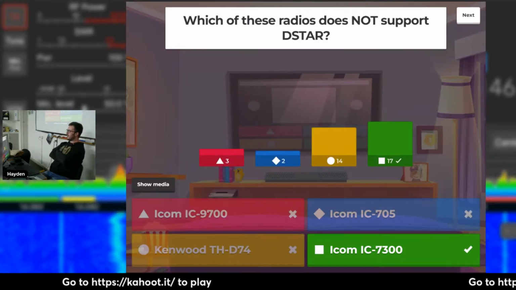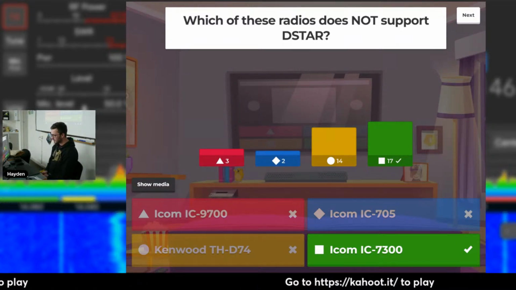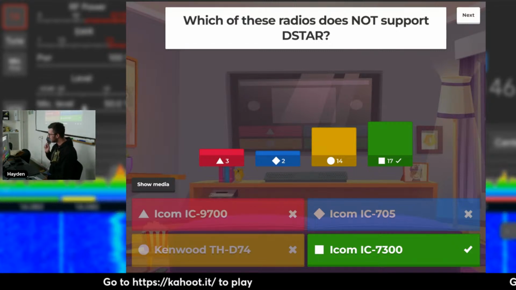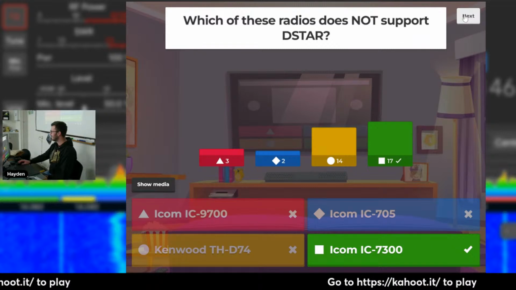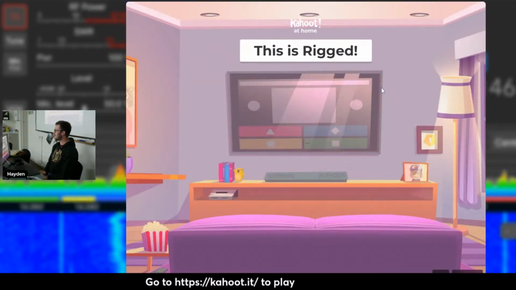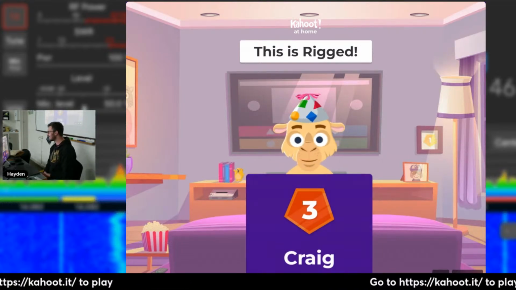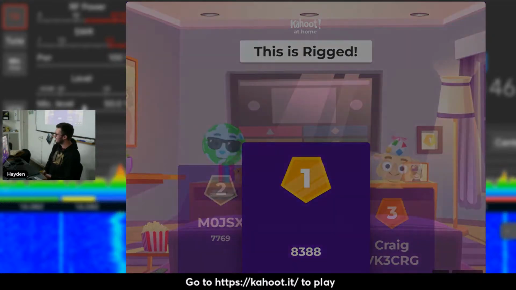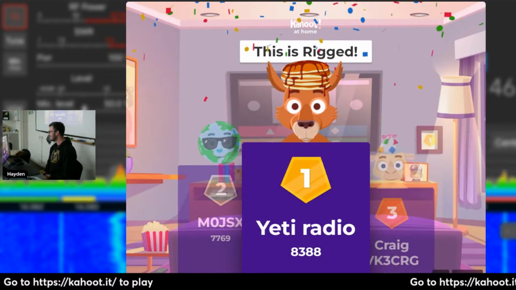The IC-7300. The 7300 is an HF radio with no D-Star. The TH-D74, the Kenwood, does have D-Star. The 705 has D-Star, and the 9700 has D-Star. Okay, this is rigged. Podium. Third place is Craig, VK3CRG. Second place, Jonathan, M0JSX. First place goes to Yeti Radio.